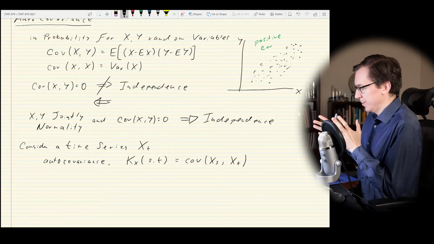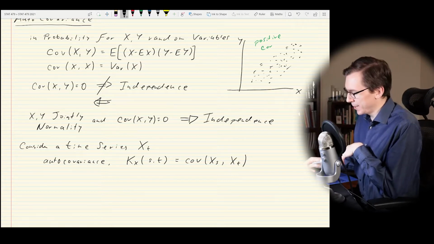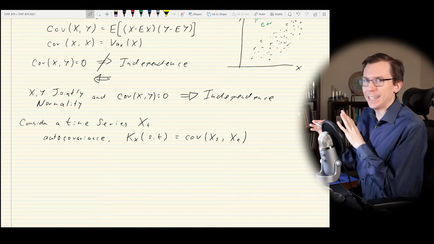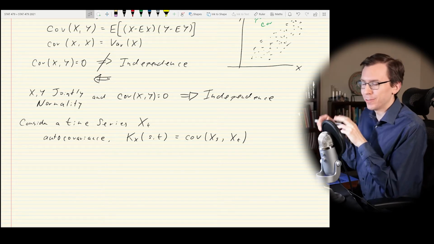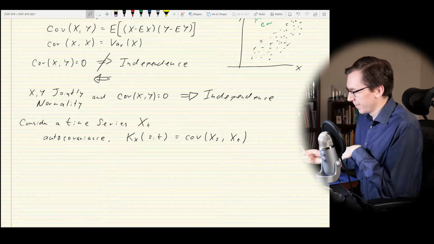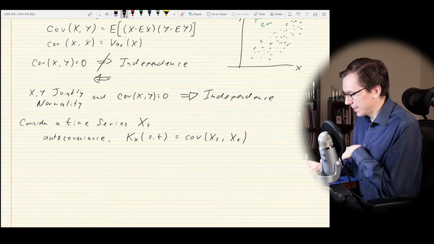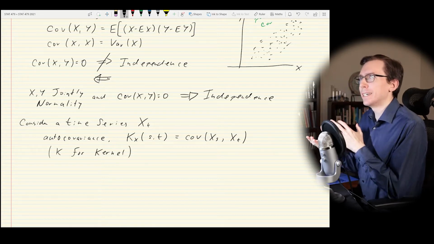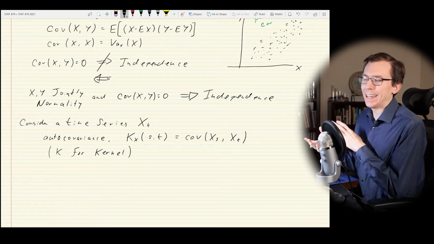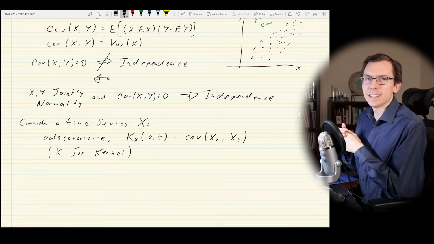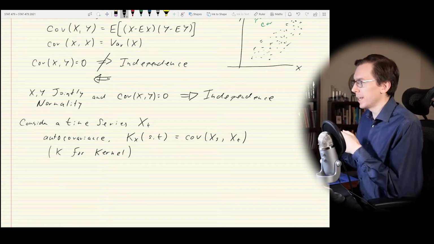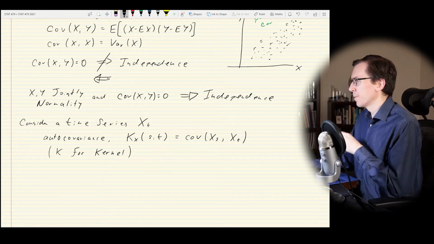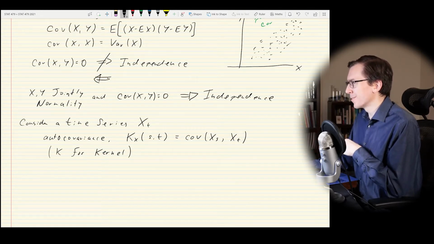Okay, so why are we using the notation k? Well, this can be thought of a little bit like an integral transform or a kernel function. So I'll say in quotes here, k for kernel. It's not going to be overly relevant to what we're doing right now, but the idea is that you can think of it as a kernel function, which could be used for an integral transform. But we'll save that for later.